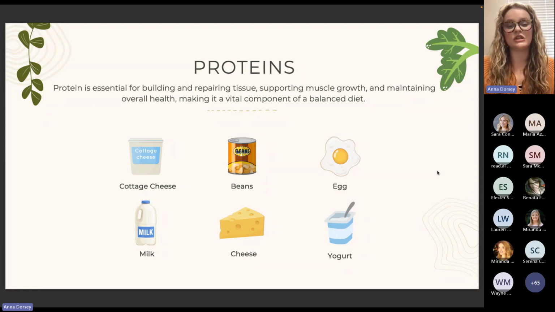But we also want to give you some good sources of protein that maybe aren't animal sources, because sometimes I think when we think of protein, we think automatically of animal sources of protein, or specifically meat. But there are other animal sources of protein that are not meat, and so those are listed here. Things like cottage cheese and Greek yogurt. Eggs are such a great source of protein and nutrients and healthy fats. Things like cheese and milk and beans are also a really great source of protein.